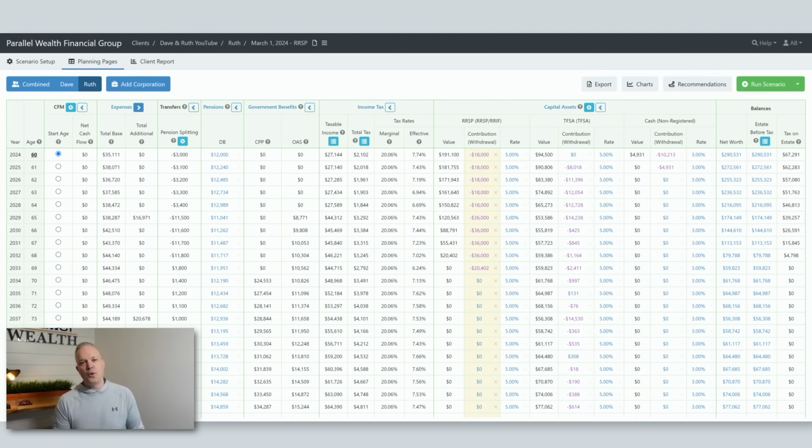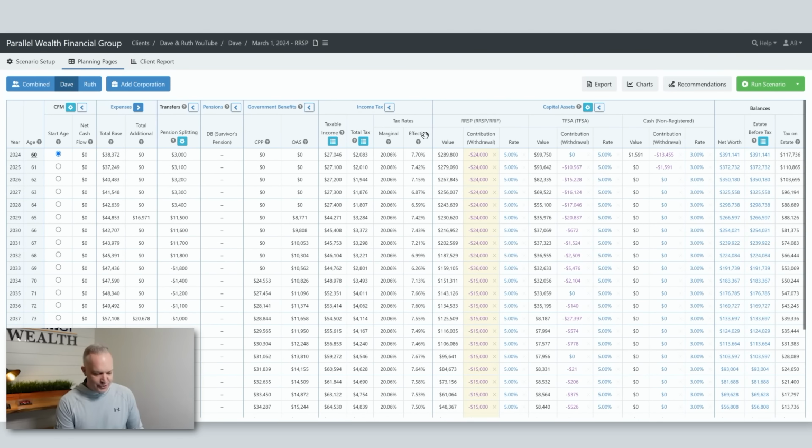You don't need to focus as much on marginal tax rate. While it's important, your average tax rate will have a much more impactful effect on your overall tax amount that you're paying. If we jump into Dave, you can see his average tax rate around 7 and 7.5% as well. So not only are each of their tax rates very level, but they're also very similar to each other.